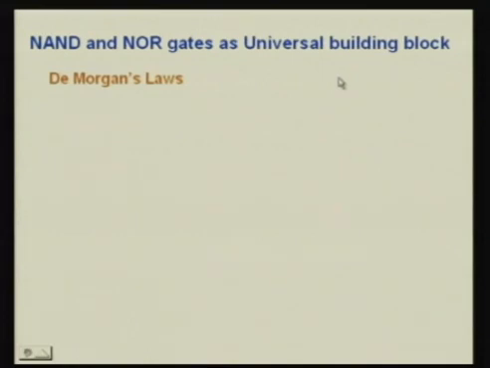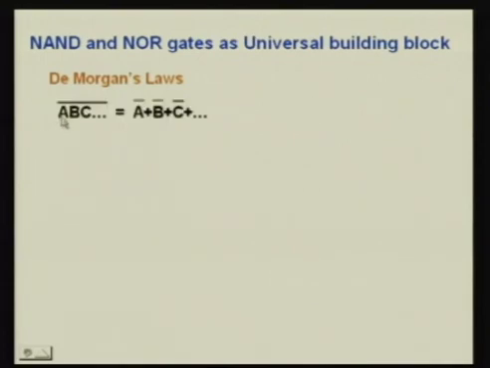So now we will see how we can realize different gates using only NAND gates and using only NOR gates. Before going to NAND and NOR gate as a universal building block, first we should know about De Morgan's law. There are two De Morgan's laws, and they are very important in solving any digital circuit, getting and minimizing the output. We can do various operations, we will see later.